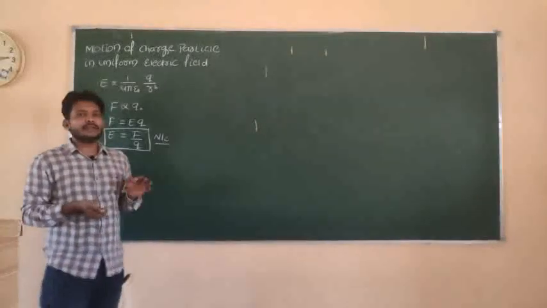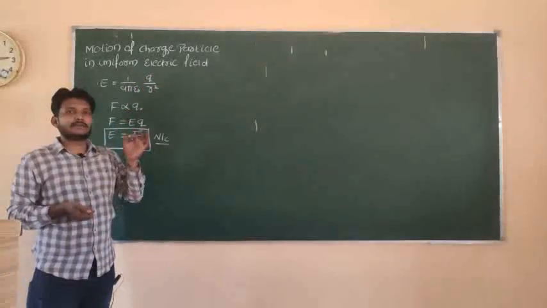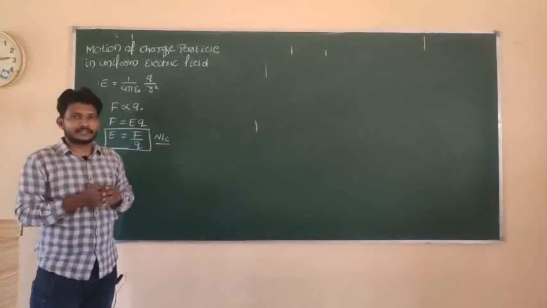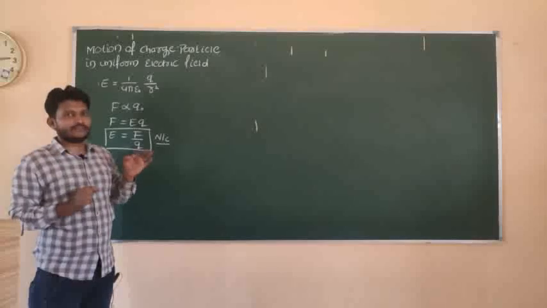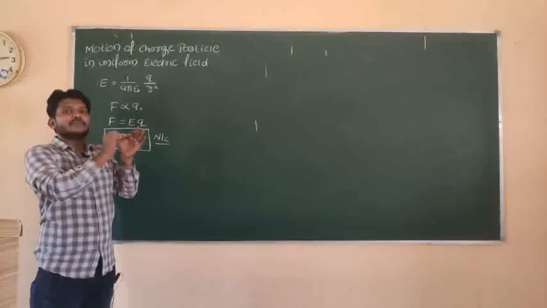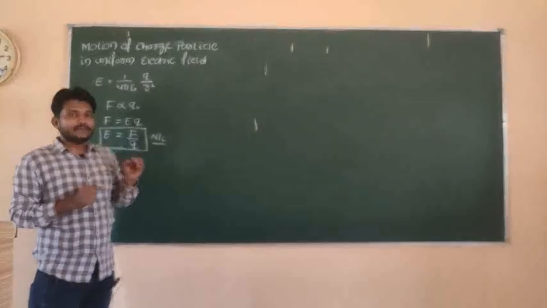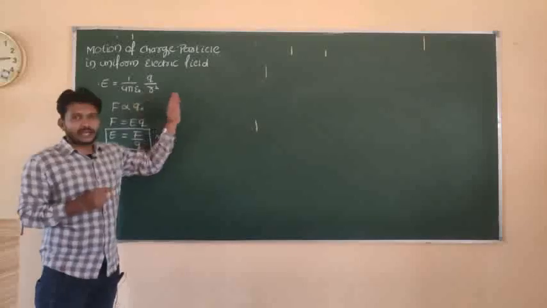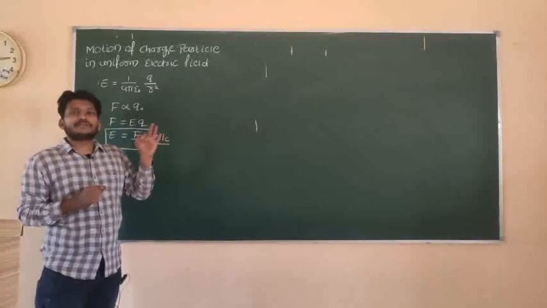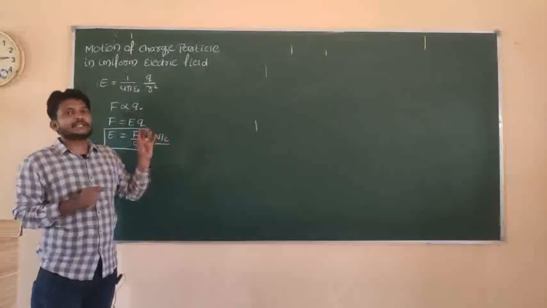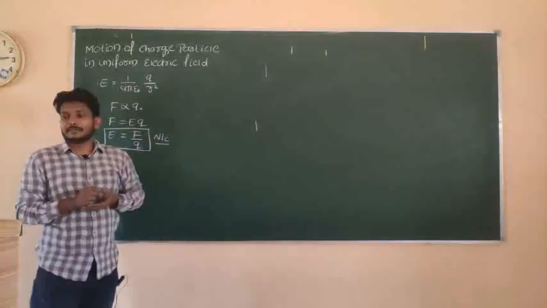So today we'll look at the motion of a charged particle in a uniform electric field. For example, I will consider a uniform electric field region. In that region, the charged particle is moving with a certain velocity, first along the direction of the electric field as well as perpendicular to it. What will be its final velocity, displacement, momentum, and kinetic energy? We will find out using mathematical expressions.